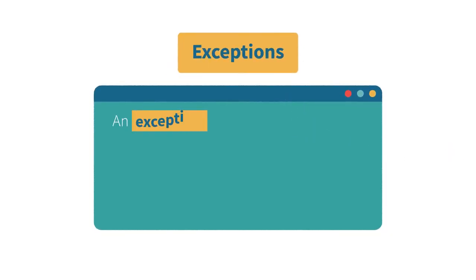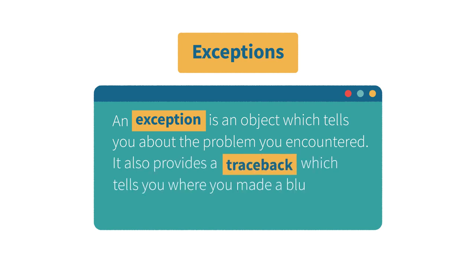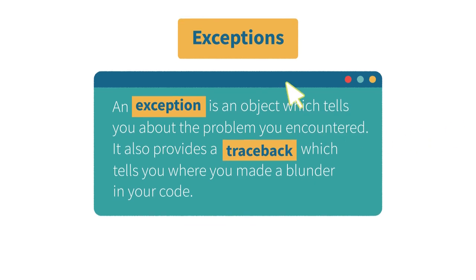An exception will then be raised. An exception is an object which tells you about the problem you encountered. It also provides a traceback, which tells you specifically where you made a blunder in your code.